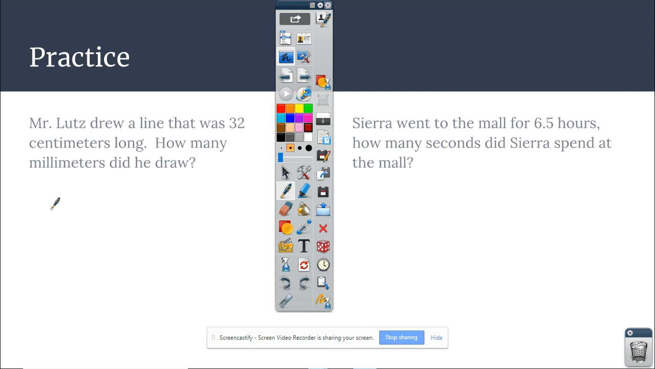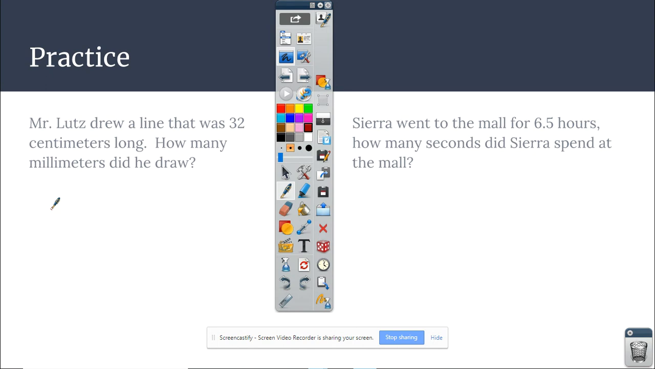The very first thing that we have to do is set up our dimensional analysis table. And on your quiz, you're going to have to be able to set this up, cross out everything that needs to be crossed out, and show me that you know how to convert the units. Yes, if you just know how to multiply and get the answer, that's fine and great, but I want to see you cross out the units so that I know you know what you're actually doing. So Mr. Lutz drew a line that was 32 centimeters long. How many millimeters did he draw?